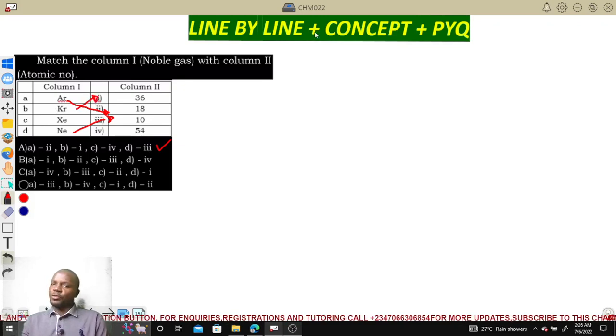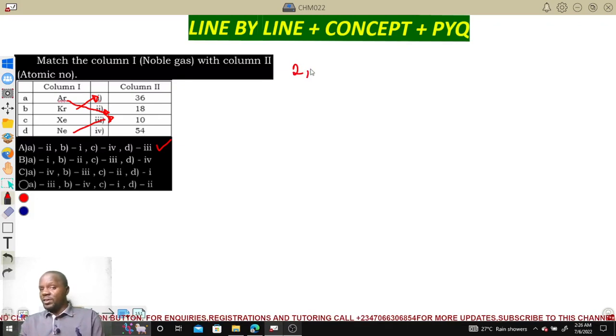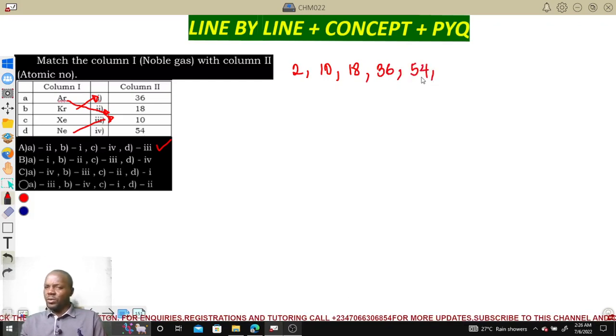So the magic numbers I gave to you, if you still remember, 2, 8, 8, 18, 18, 32. This is what you just use. So if the first number is 2, the next atomic number will be what? 2 plus 8, 10. Then the next one, 10 plus 8, 18. Then the next one is what? 18 plus 18, 36. 36 plus 18 is what? 54. 54 plus 32 is what? 86. Then 86 plus the last 32 is 118. It is the last number.